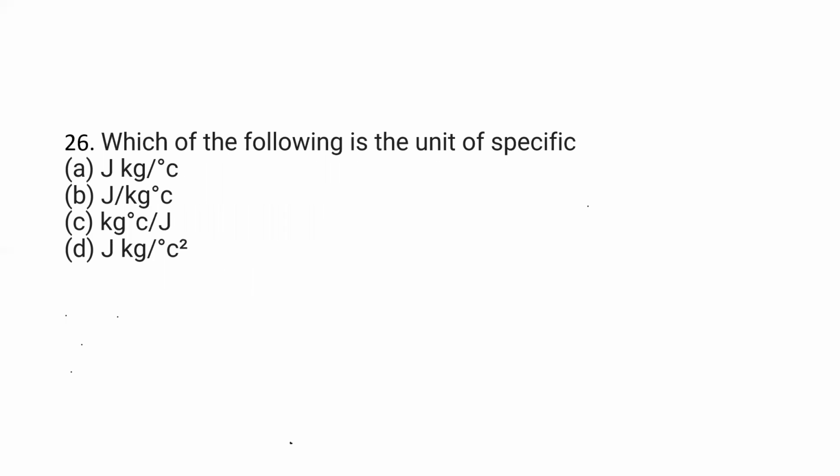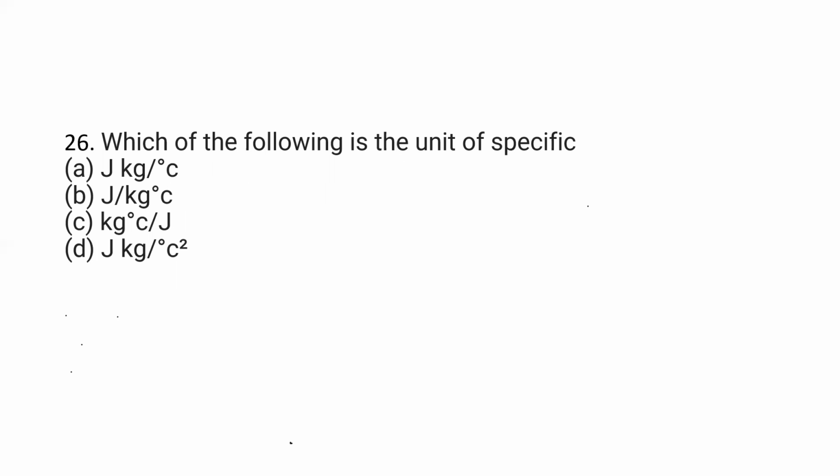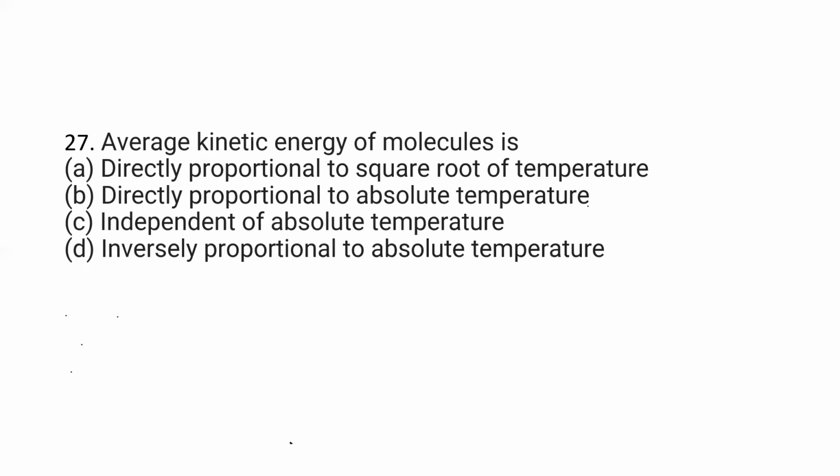Next, which of the following is the unit of specific heat? The unit of specific heat is joules per kg per degree Celsius. So here, this is option B, joules per kg degree Celsius. Next, an ideal gas is that which can be solidified, liquefied, not be liquefied, or not be solidified. That is, it cannot be liquefied. Option C is the right option.